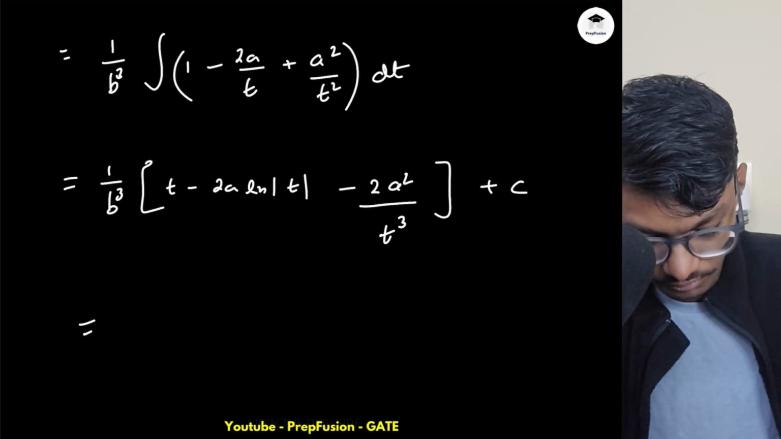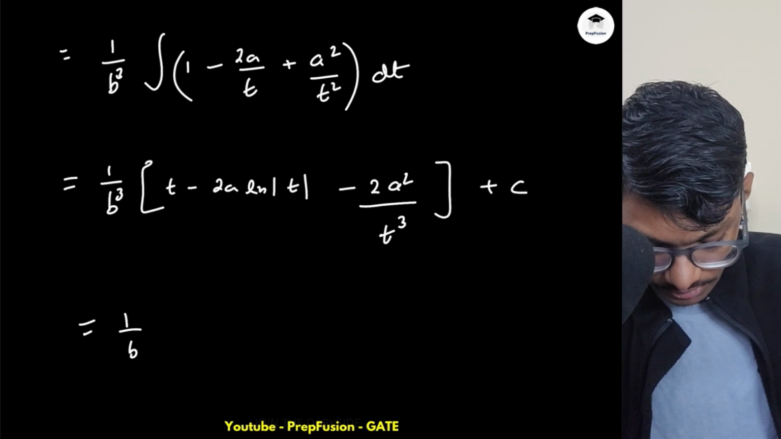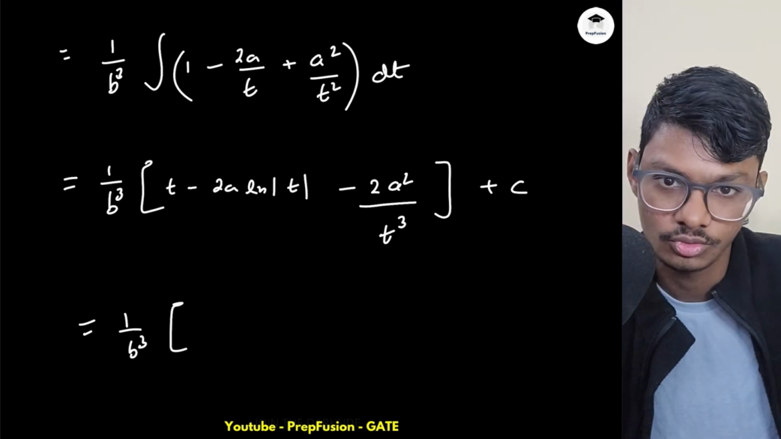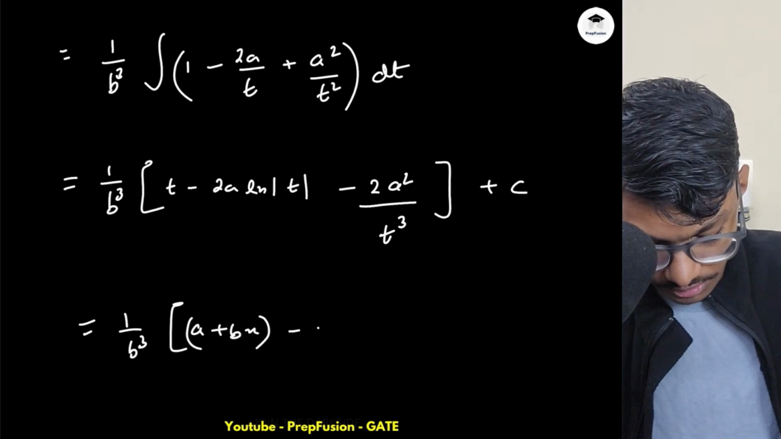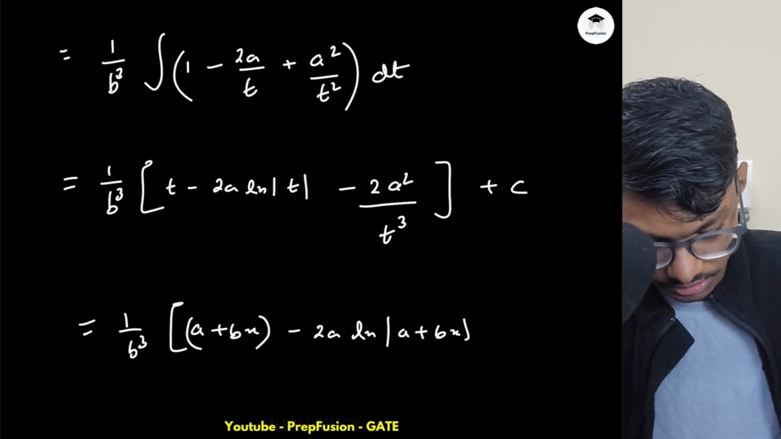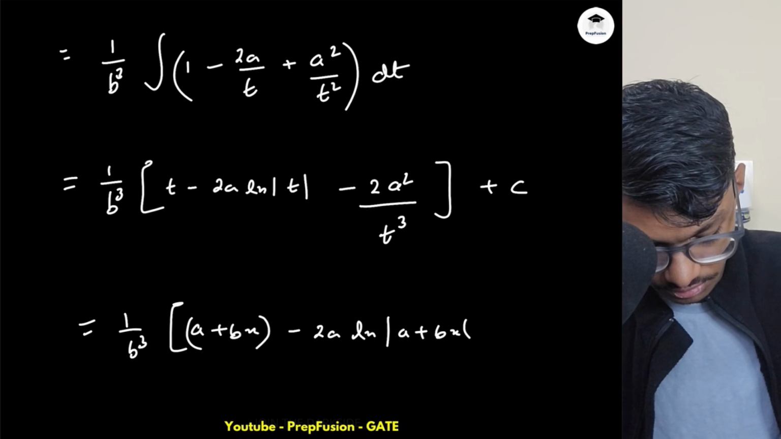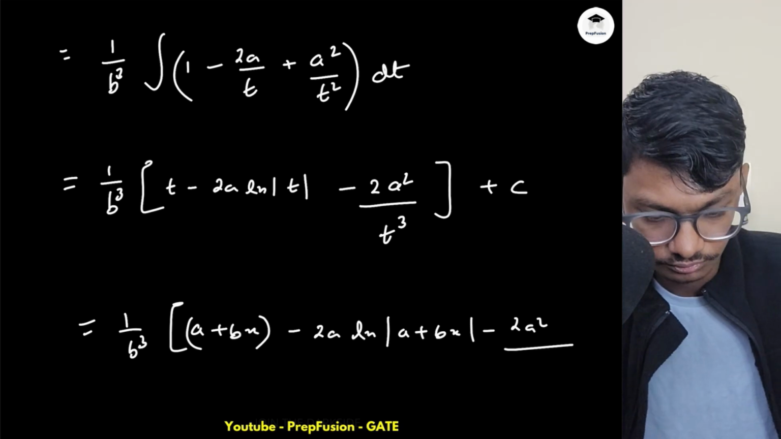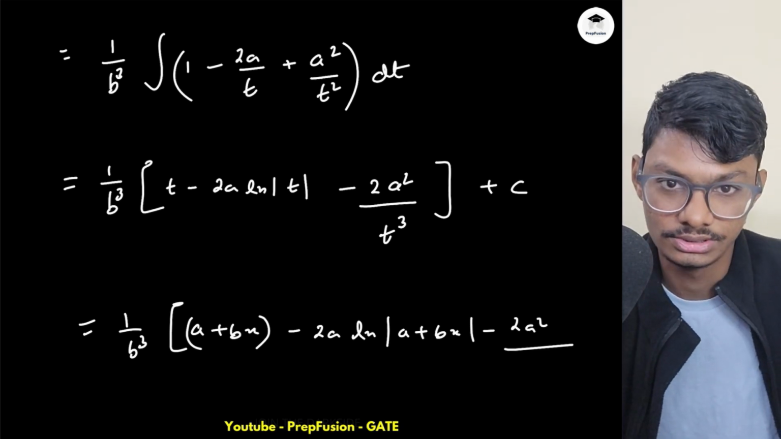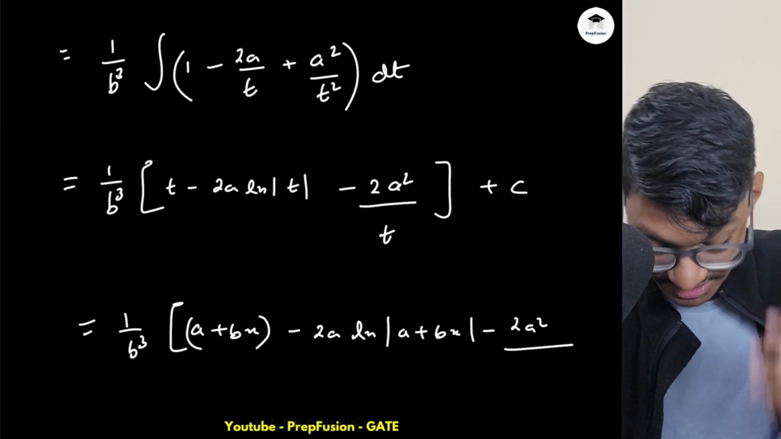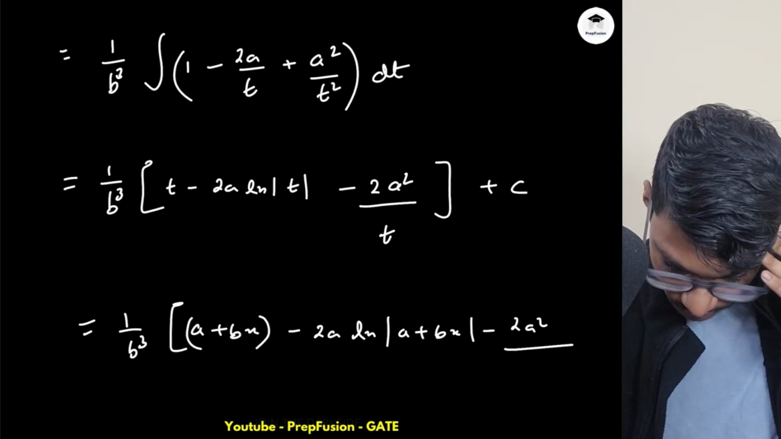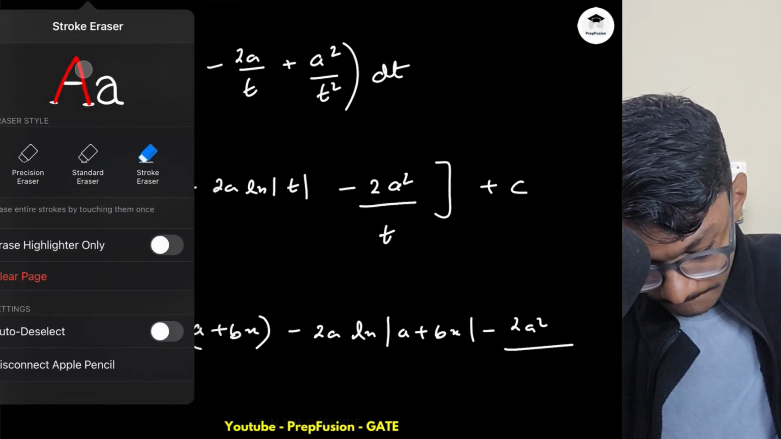So basically I can replace my t like this. t is equals to a plus bx, minus 2a ln a plus bx, minus 2a square divided by this a plus, okay, I made a mistake again over here. This will be n plus 1, right? This will be only t, sorry, I'm just out of my mind right now. Okay, sorry for that. So this will be n plus 1 into 1.